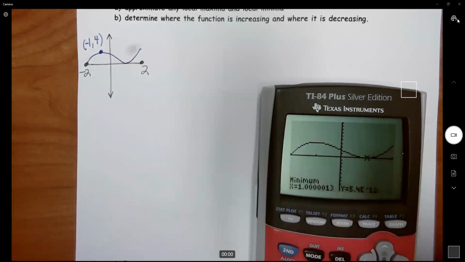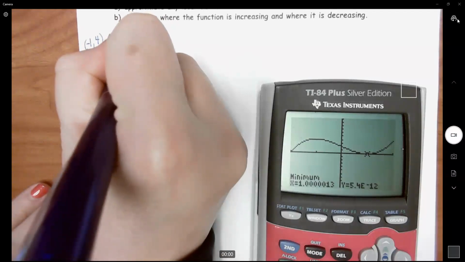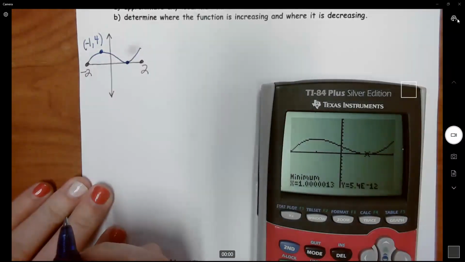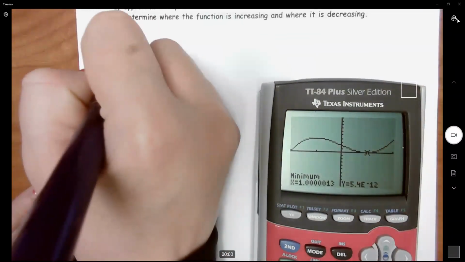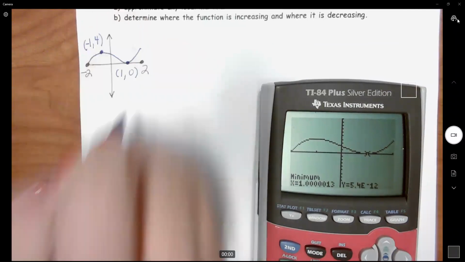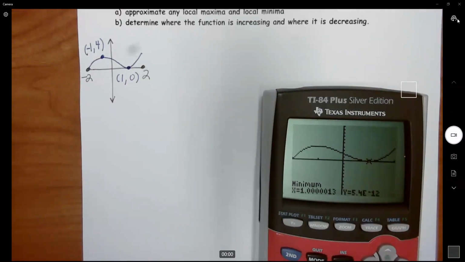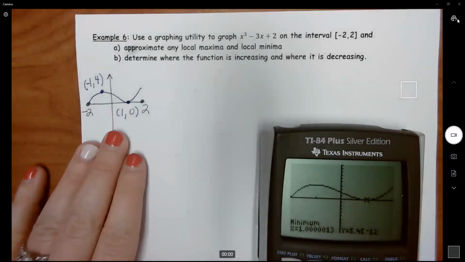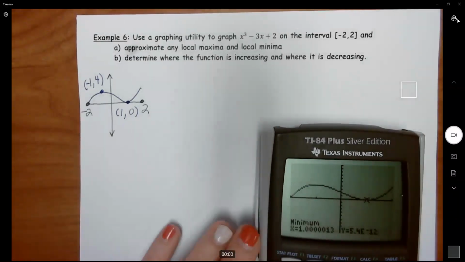1.000013. That's pretty much 1. And when you have 5.4 e to the -12, that's scientific notation. That's basically 0. So this point right here is about 1, 0. Once I make this rough sketch, now I can answer the rest of these.